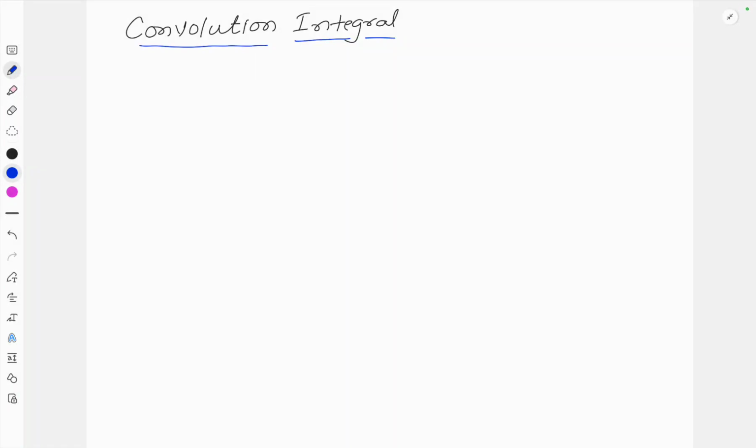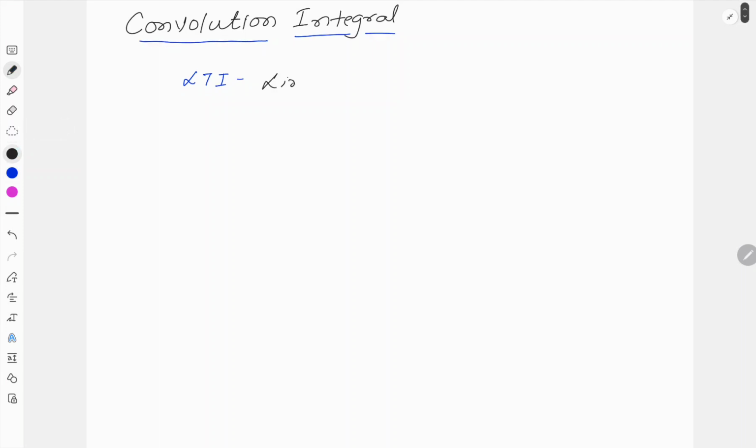In this video, we are going to study the concept of convolution integral. To understand this concept, we need to consider an LTI system. Here, LTI system means our system is a linear and time invariant system. Now, why we need to assume it, we will see in the coming explanation.